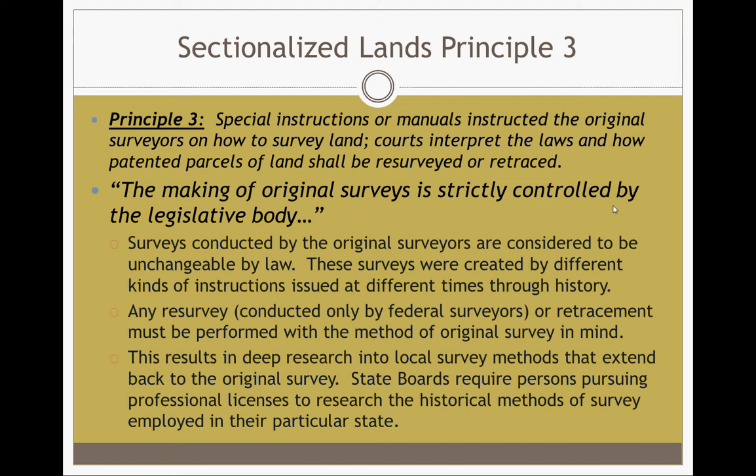We talked about that. But any resurvey, which is conducted only by federal surveyors, or retracement, which could be by private surveyors, must be performed with the original method of survey in mind. You have to think about that. This results in deep research at the local level. It's really important that you know who surveyed the land that you're working on originally. What were their methodologies? How did they lay out a section? How did they lay out a township? And then we can come to an agreement and an understanding on what to do with the land.